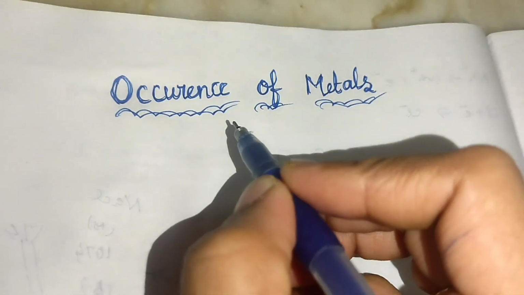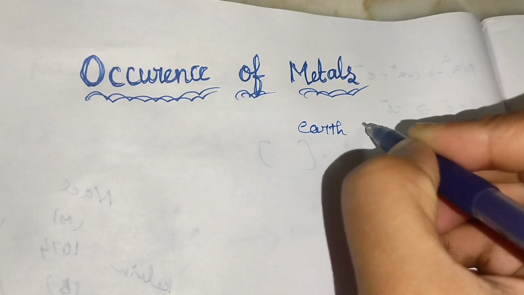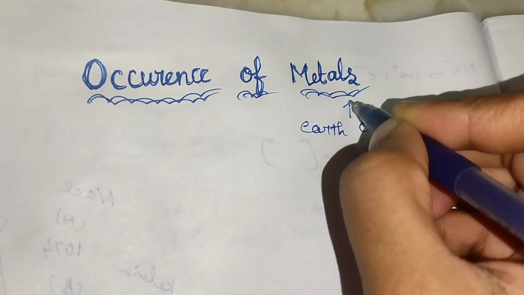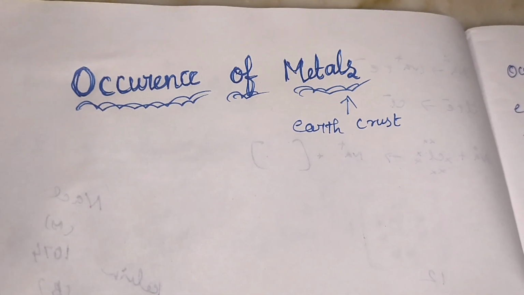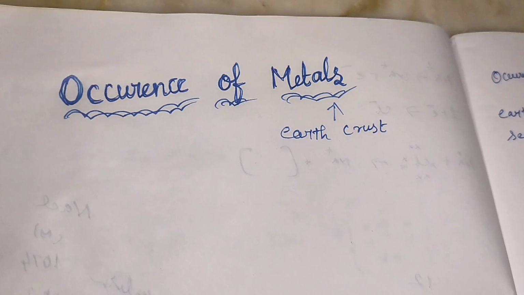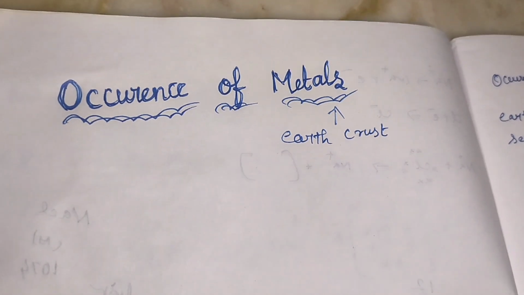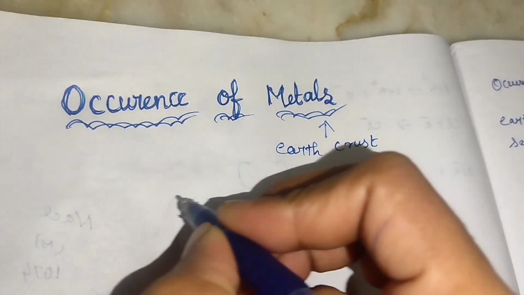Which is the major source of these metals? Earth crust is the major source of these metals. The highly reactive metals we cannot get from the earth crust, but least reactive metals we can collect from the earth crust as free elements, and also from seawater.